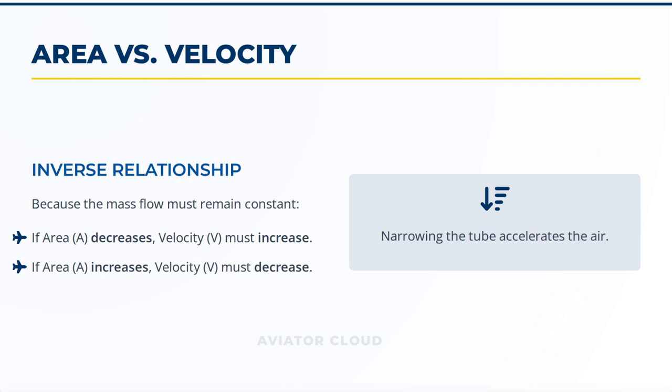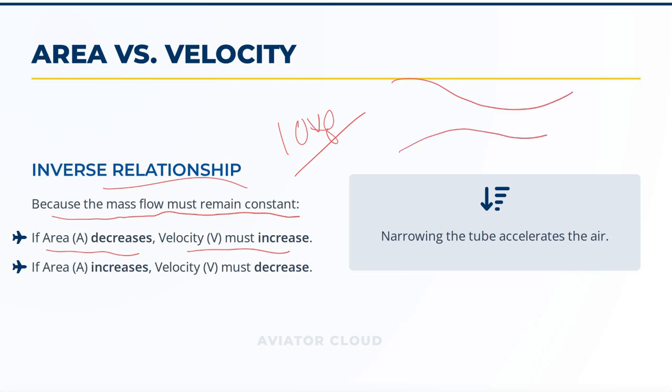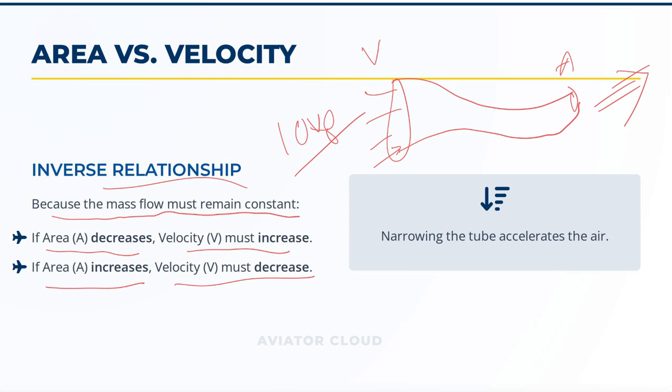Now area versus velocity, this relationship we need to understand, because the mass flow must remain constant. As I told you, if area decreases, velocity must increase, right? So if this is your tube, what we understood is, if the area decreases here, the velocity has to increase. If the area increases, velocity has to decrease. Here the area is increased, velocity has to decrease. So this is the thing. MCQ questions come from here.